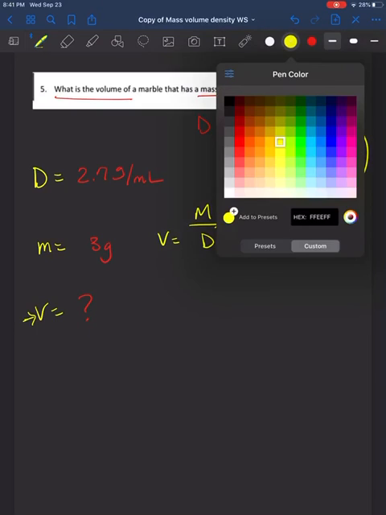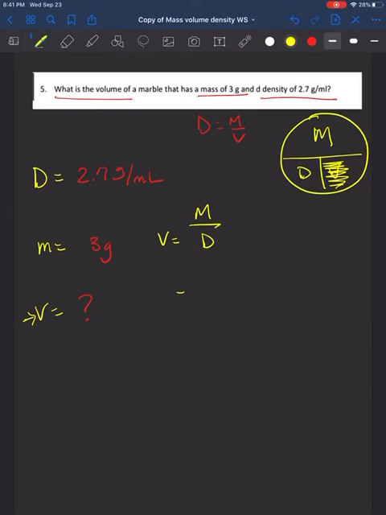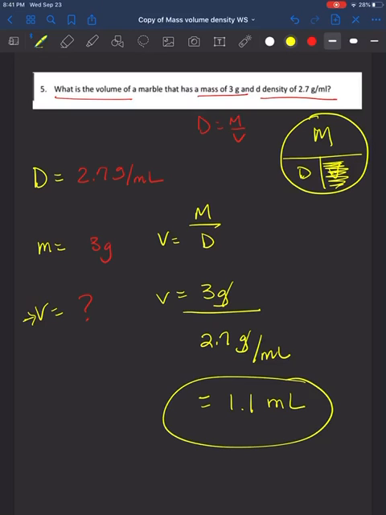So I can solve this pretty easily. Mass is 3 grams. The density is 2.7 grams per milliliter. Grams cross off. And I'm going to get 1.1. And remember, when you've got a fraction in the bottom, the bottom fraction flips up. So the volume is actually 1.1 milliliters.